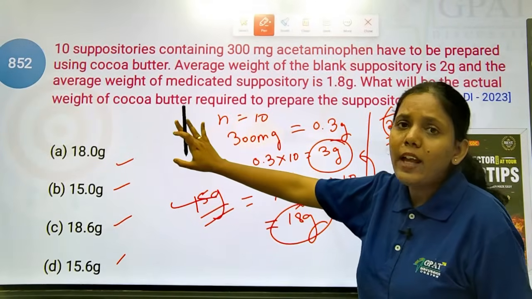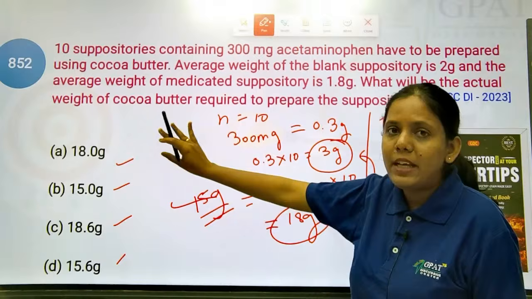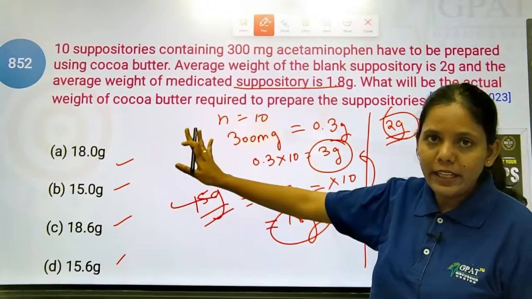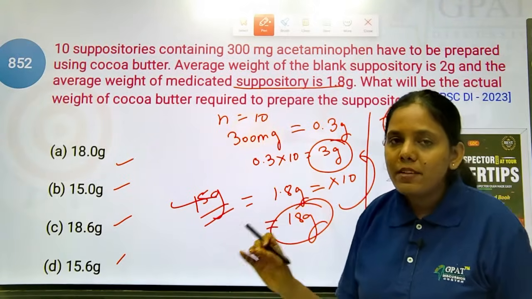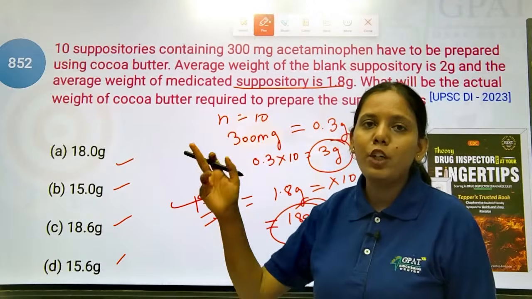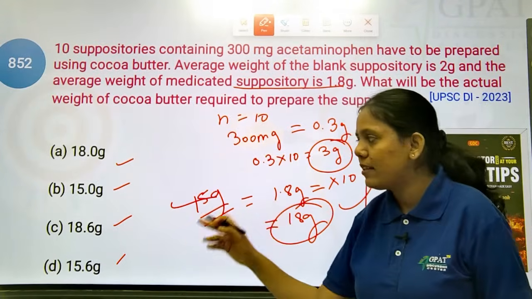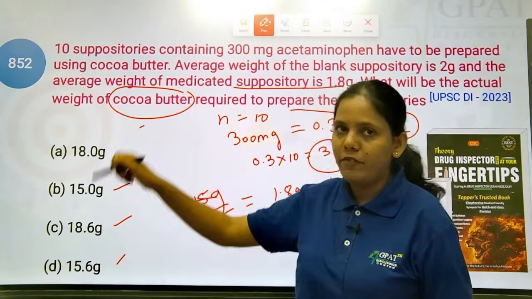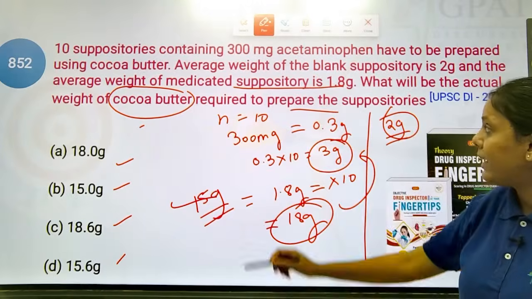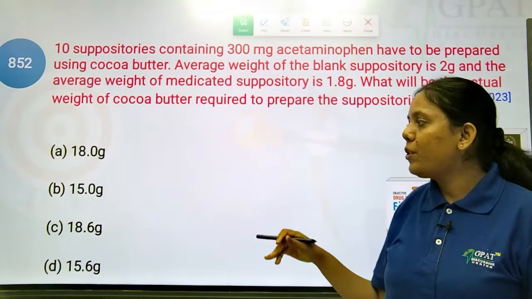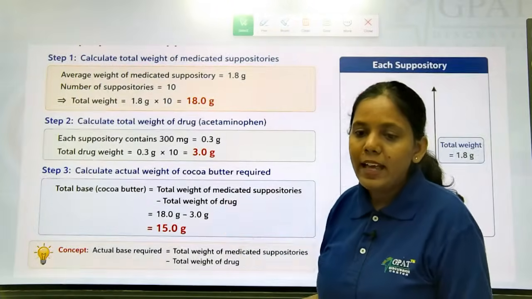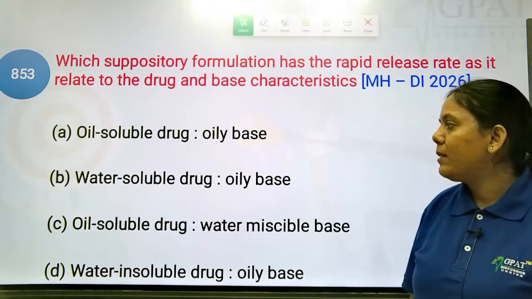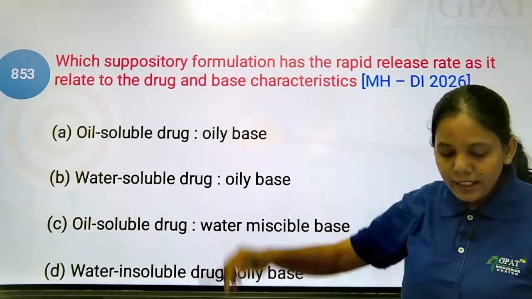Very easy. You calculate the total amount of the drug present in the 10 suppositories. Medicated suppository 1 is 1.8 gram, 10 is 18 gram. You subtract the amount of total drug from the total suppository, that is 18 minus 3. You will get the actual weight of the cocoa butter, which is nothing but the suppository base. So very good, option B, 15 gram is the right answer. I hope you have understood the calculation part. The same is given in the explanation. Clear to all of you? Chalo.